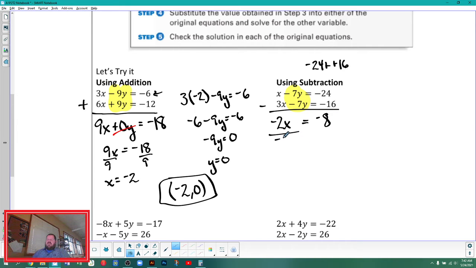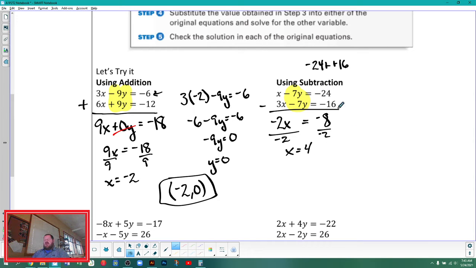Okay, from here I'm just going to divide by -2, and I'll get x is equal to 4. So I have x is equal to 4.